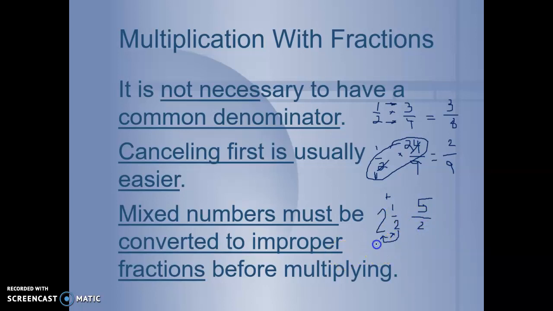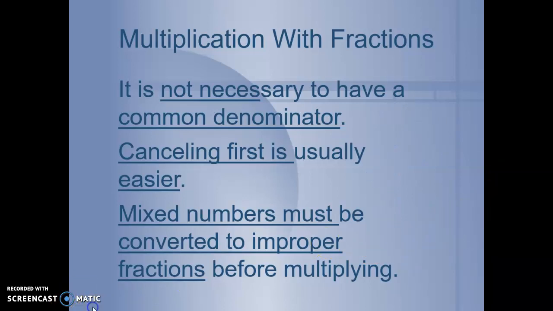If you're not sure why that is, let's take a look at maybe 3 cookies that have been divided in half. And if you ate this half, and this half, and this half, and this half, and this half, how many halves did you eat? You ate 1, 2, 3, 4, 5 halves. That's where that 5 halves comes from. We do need to convert these to fractions before we multiply.